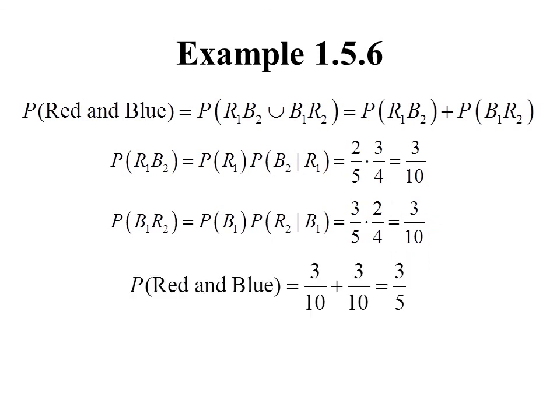And so now we can get our final answer by adding those two probabilities. 3/10 plus 3/10 is 3/5, and we're all done. So what that means in a practical sense, that if we were to repeat this experiment many times, then about 60% of the time we would get a red cube and a blue cube, not necessarily in that order.